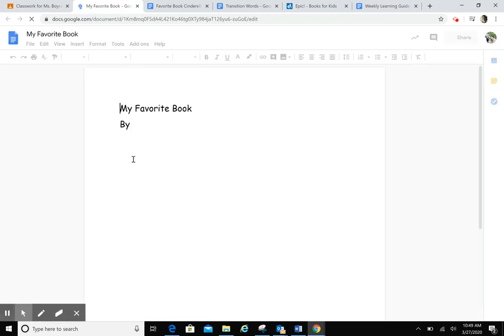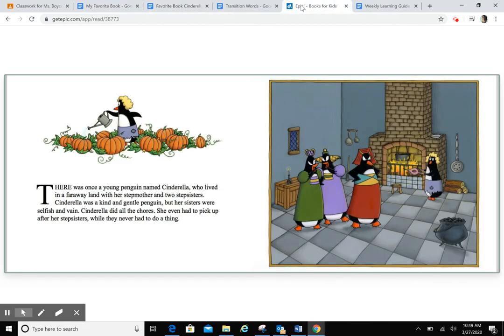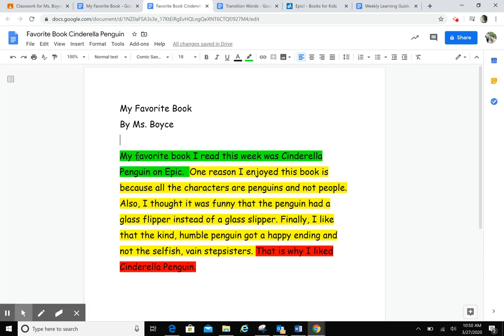own assignment called My Favorite Book by, and here's where they will type their name, press enter, and write their favorite book. Here's a little lesson about what we're looking for. So my favorite book I read this week was on Epic, and it was called Cinderella Penguin. And here's my example.